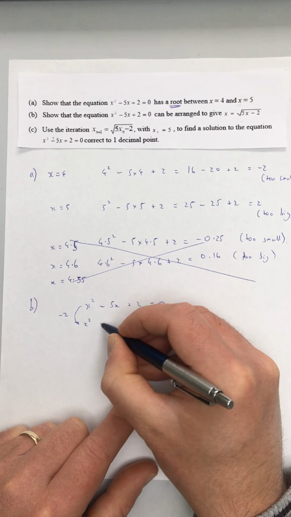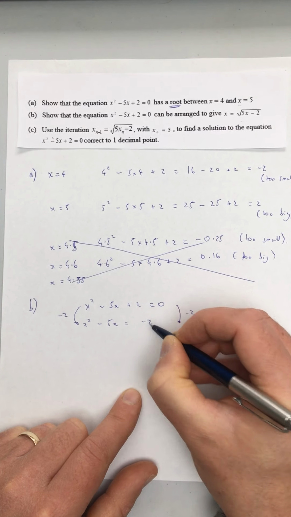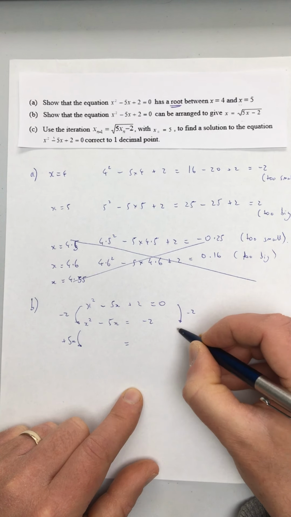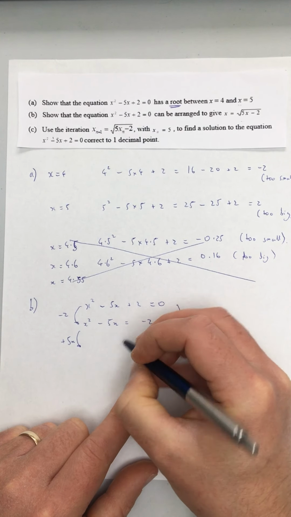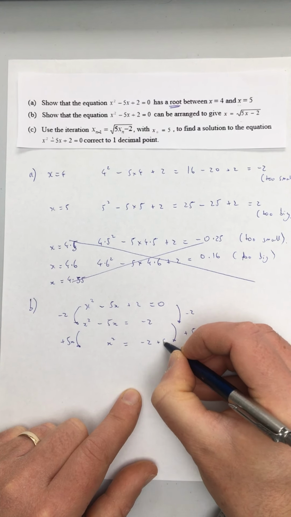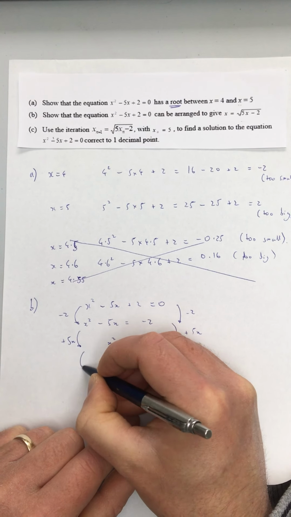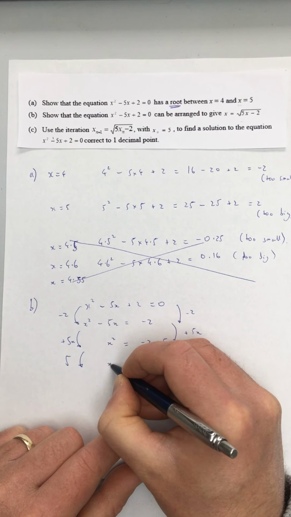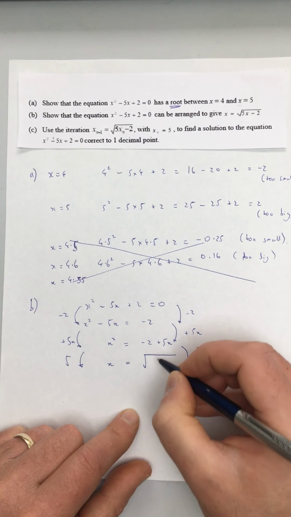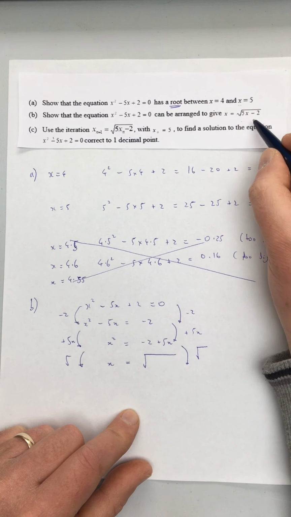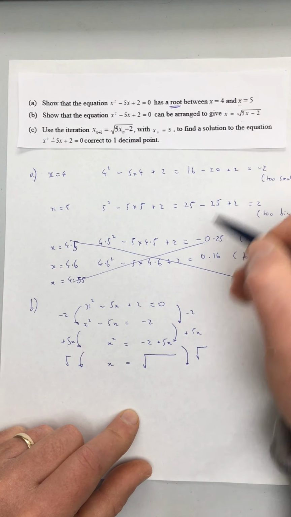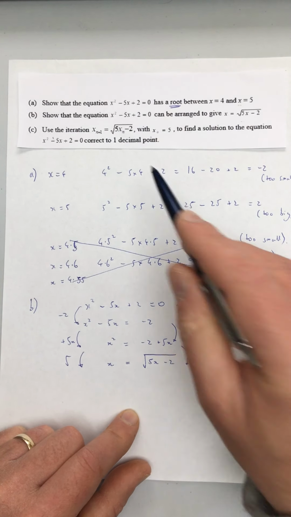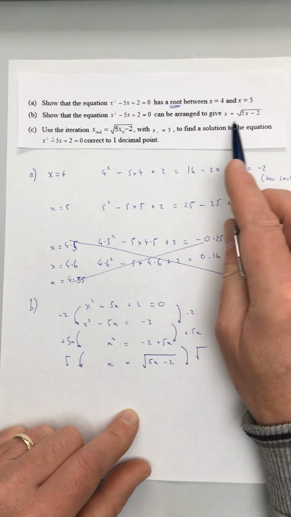So I've got x squared minus 5x equals negative 2, and then I'm going to add 5x to both sides. So we've got x squared equals minus 2 plus 5x, and then let's take the square root to get the x on its own. So we've got x is equal to the square root of this. Now I'm just going to change the order around so it matches that. So rather than write minus 2 plus 5x, I'm going to write 5x minus 2. So we've shown how we can rearrange this equation that we were trying to solve into this format.